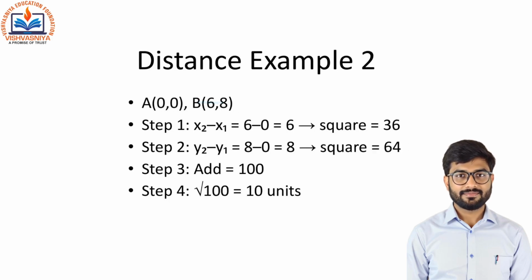Another quick one, point A (0, 0) and point B (6, 8). x2 minus x1 is 6, whole square is 36. y2 minus y1 is 8, whole square is 64. Add them, 36 plus 64 equals 100. Square root of 100 is 10 units. So the formula works every time.